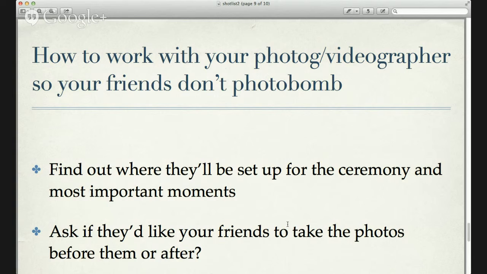Because when you get a really nice photo printed from your wedding, you don't necessarily want to see your friends with their smartphones in those photos. One thing a lot of photographers and videographers will do is set up a time so that your friends can take photos before them or after them, so that your friends' flashes don't mess up the photos from the photographer. And also, you don't want to be looking at your friend's phone instead of at the photographer at a time they want you to.